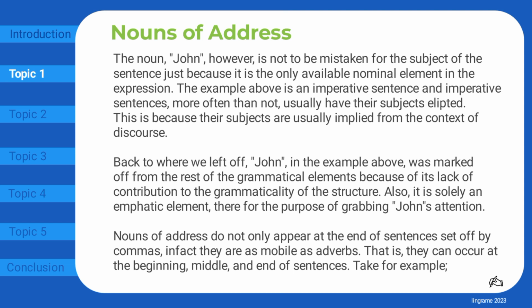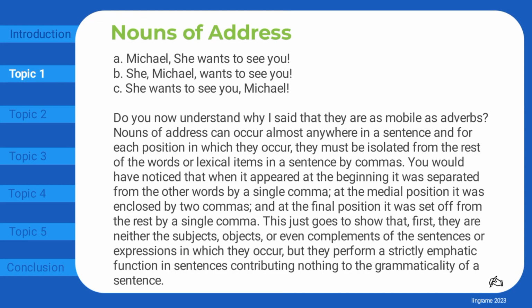Nouns of address do not only appear at the end of sentences set off by commas; in fact, they are as mobile as adverbs. That is, they can occur at the beginning, middle, and end of sentences. Take for example, "Michael, she wants to see you." "She, Michael, wants to see you." "She wants to see you, Michael." Do you now understand why I said that they are as mobile as adverbs?